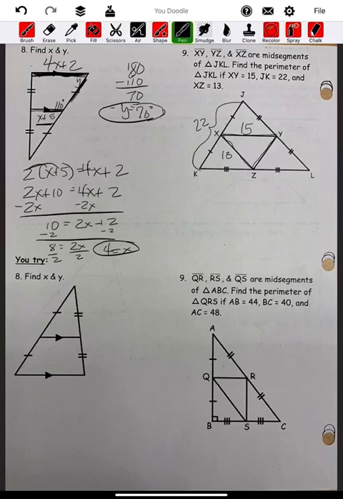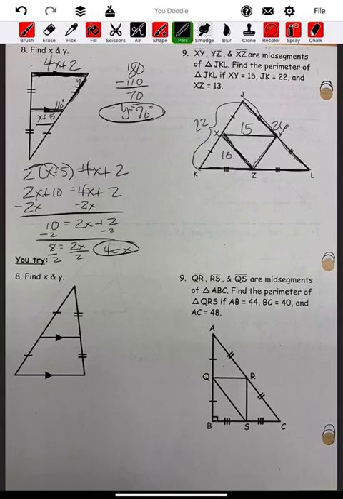Now if you notice, JL is parallel to XZ, okay? So remembering what we said, when we're going from the mid-segment to the parallel side, we multiply by 2. So 13 times 2 is 26, okay? And then we need to get this side here.